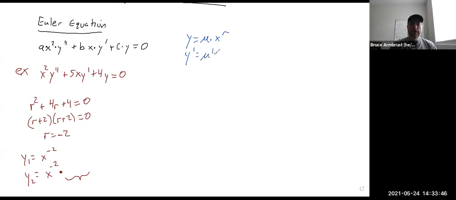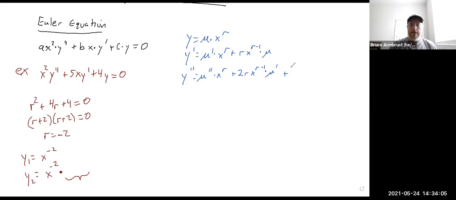Okay, so y prime is going to be mu prime times x to the r plus r x to the r minus 1 times mu. And then y double prime is going to be mu double prime times x to the r plus 2r x to the r minus 1 times mu prime plus r times r minus 1 times x to the r minus 2 times mu. And this piece came from the two portions from the product rules in there. All right, so now we're going to put this in here and see what we get.